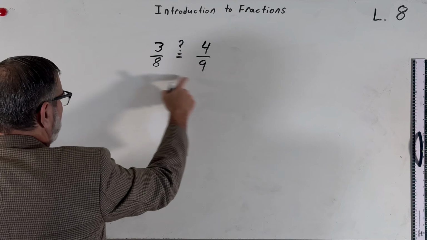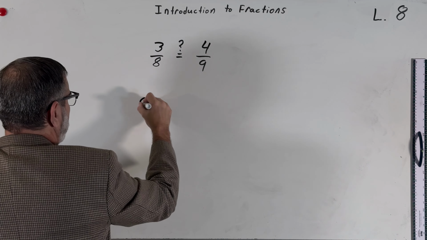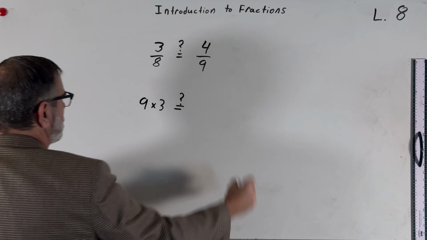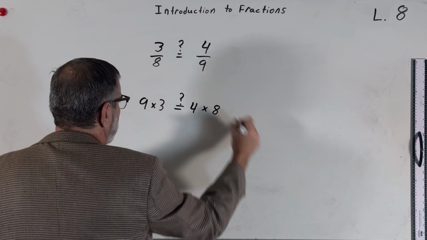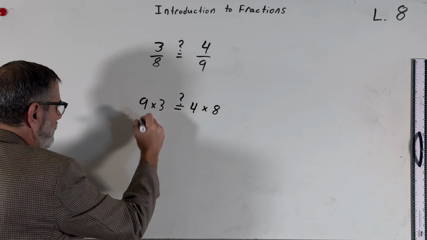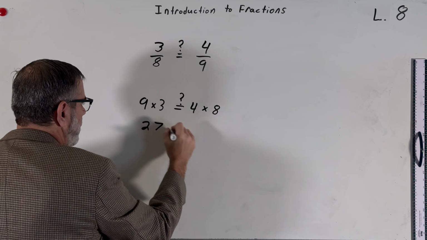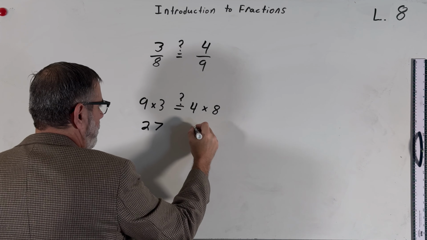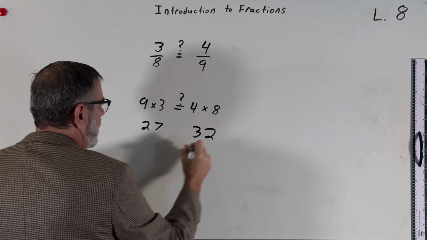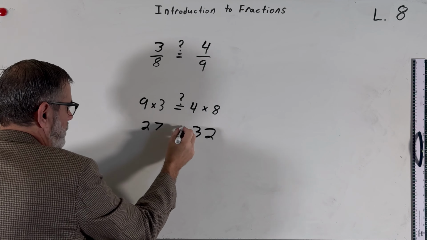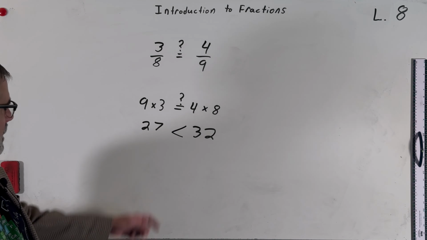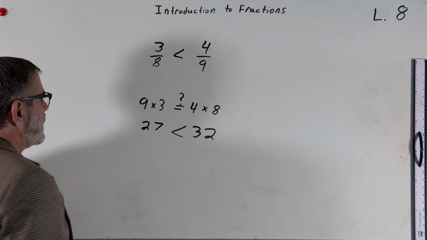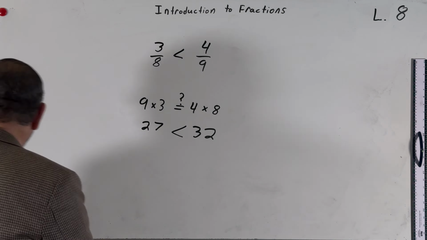Okay, so we'll apply the cross multiplication technique. We'll get 9 times 3, question mark, equals 4 times 8. And what is 9 times 3? 27. And what is 4 times 8? 32. And we know that 32 is greater than 27, so the alligator's mouth opens like this, which means that 4/9 is bigger or greater than 3/8, which means that they are not equal.